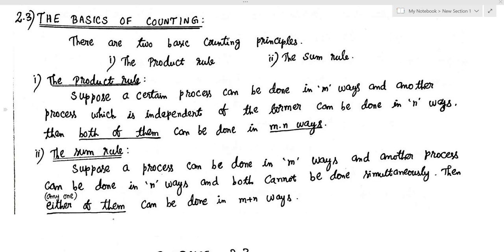Today my lecture is about the basics of counting. There are two basic counting principles. The first one is product rule and the second one is sum rule. First, let me explain about product rule.